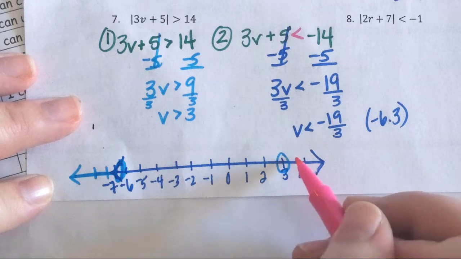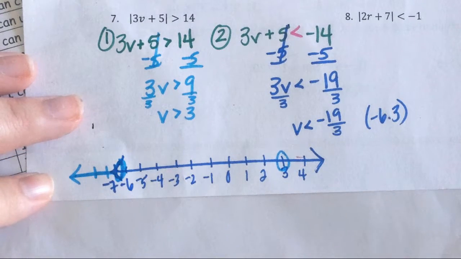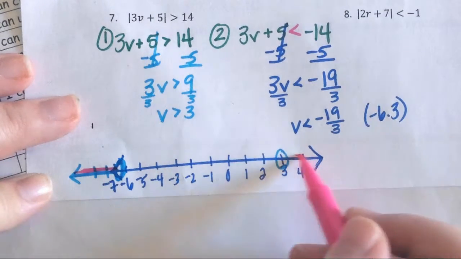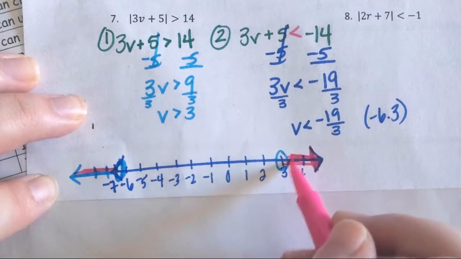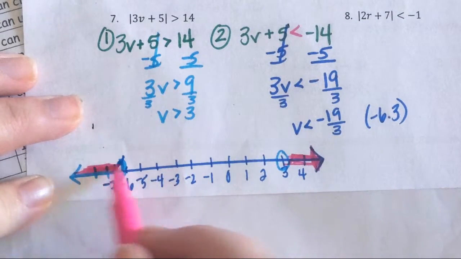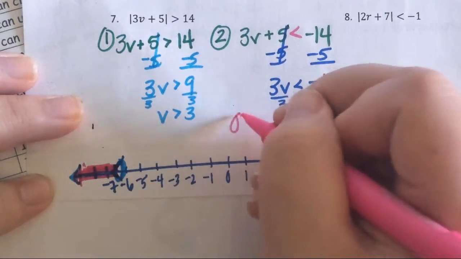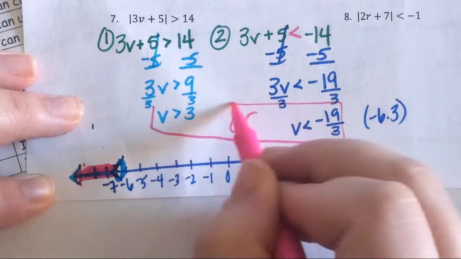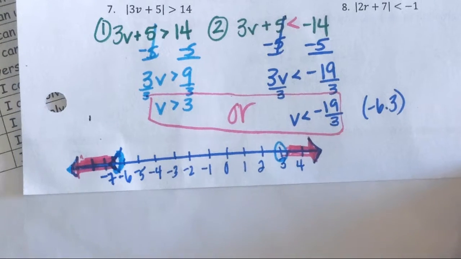V is greater than 3 is shaded to the... Can you just tell me, is this an and or an or? And you can have the point for that. So we shade to the right for v is greater than 3. We shade to the left for the v is less than -19/3. And we end up getting an or. So if I rewrote my answer, it would say v is greater than 3 or v is less than -19/3.